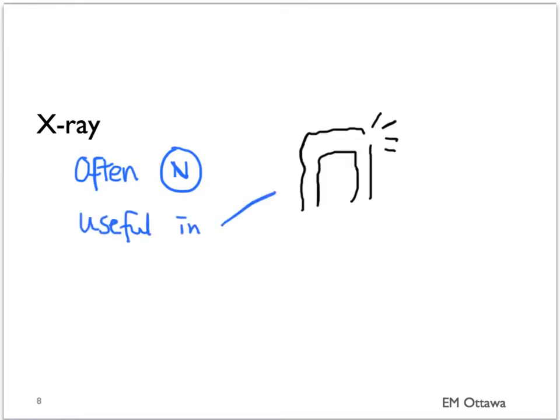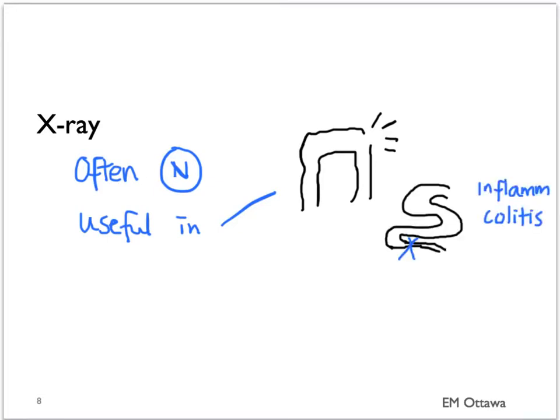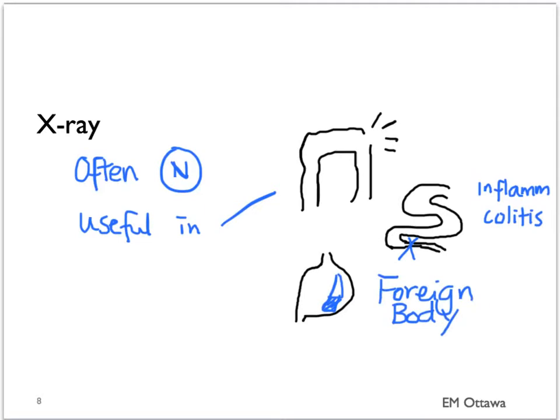Now let's move on to more conventional type of imaging. First, X-rays. X-rays are often normal in patients with GI bleed. They're useful in a few things. The first one is a perforation. Second being a bowel obstruction, that you can see sometimes in patients with inflammatory colitis, particularly if they have surgery in the past. X-ray is also helpful if you think there is a foreign body causing the GI bleeding.